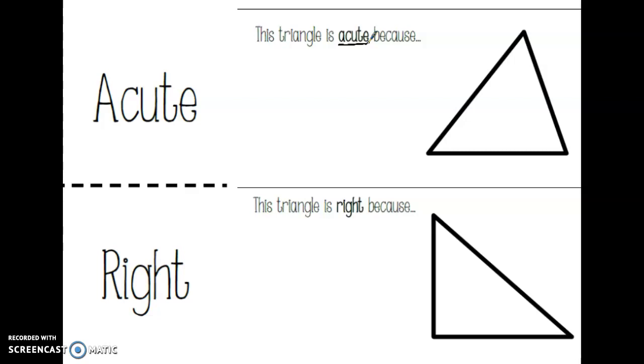And of course, we are going to say this triangle is acute because it has three acute angles. And acute means less than 90 degrees.